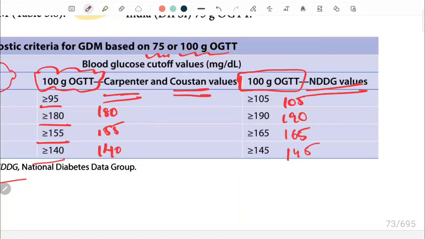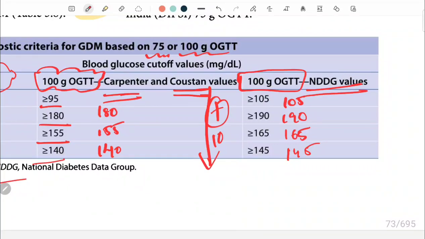Addition of 10: the Carpenter and Coustan value plus roughly 10 will be the value for NDDG. In Carpenter and Coustan, the fasting value was more than or equal to 95, so plus 10 will be 105. 105 is the fasting blood glucose cutoff for the 100 gram OGTT in NDDG.